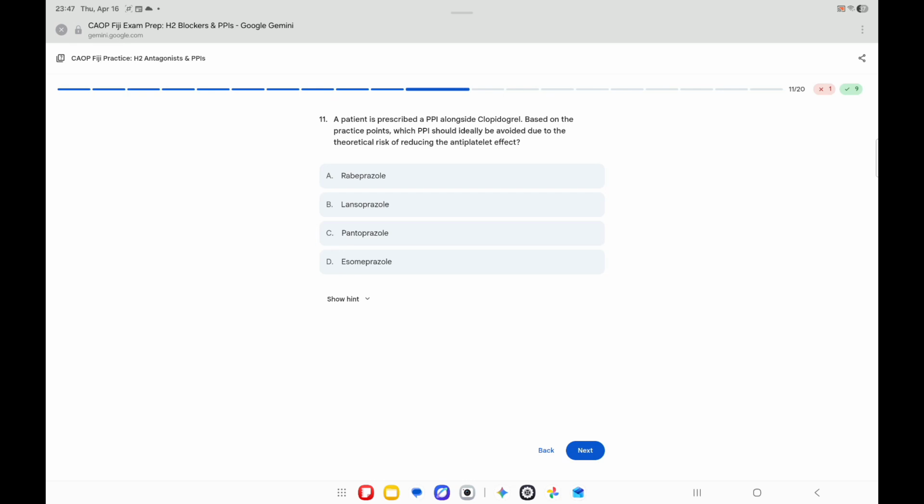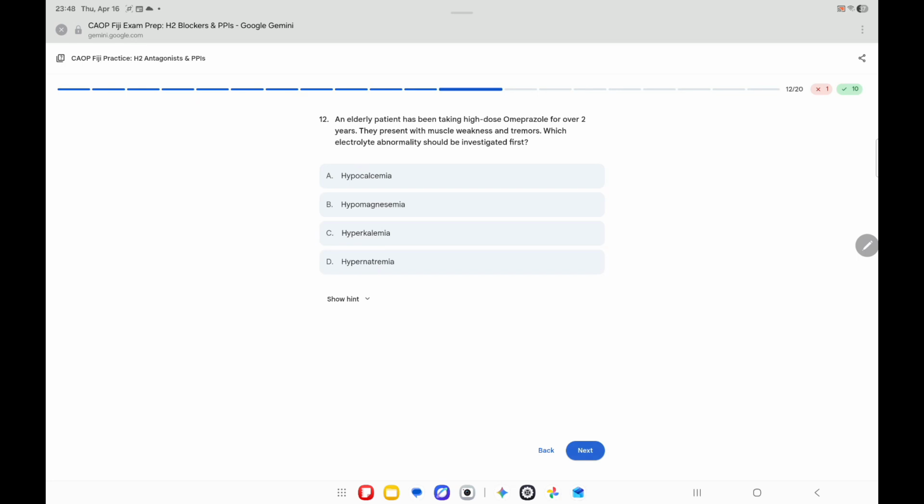Based on the practice points, which proton pump inhibitor should ideally be avoided due to the theoretical risk of reducing the antiplatelet activity or effect? So esomeprazole and omeprazole are like each other, so both. In case a patient has any heart condition and is already using clopidogrel, Clopid, Plavix, in those cases pantoprazole, lansoprazole, rabeprazole are the safe options. That's why most of the time pantoprazole is preferred.